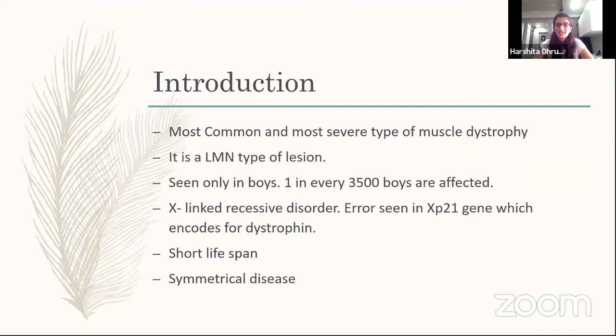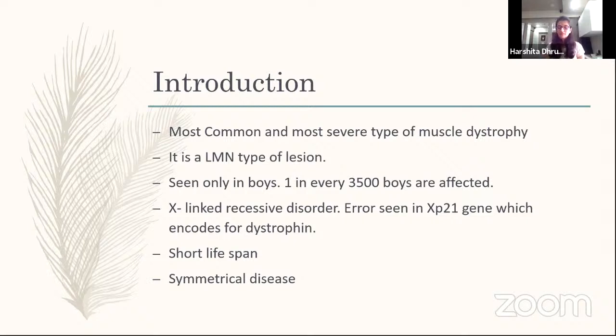So DMD is an X-linked recessive disorder where there is an error in the gene Xp21, which encodes for dystrophin. Dystrophin is also found in the cardiac muscles, and usually children who are affected with DMD also have cardiac problems like cardiomyopathy and other cardiac issues. DMD is only seen in boys as it is an X-linked recessive disorder, and the females are the carriers and the males are the sufferers.